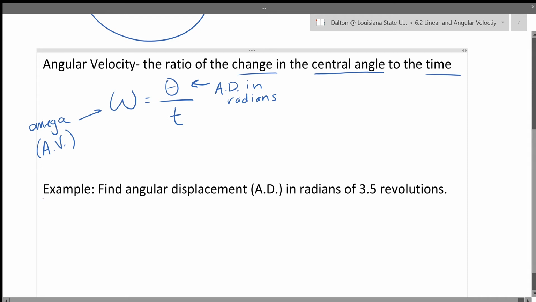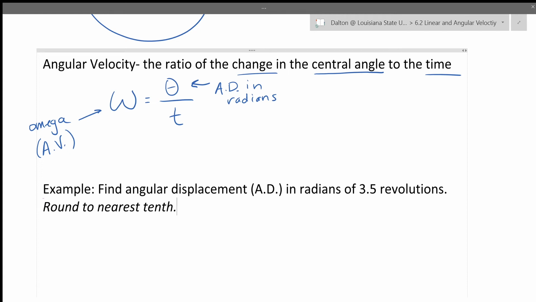Oh, this doesn't do shortcuts apparently. Oh yeah, it does. Round to nearest tenth. Now, as you're writing this in your notes, feel free to not write out every single word. Abbreviate what you can, and you don't have to put the directions necessarily. But I'm letting you know to round to the nearest tenth. So find the angular displacement in radians of 3.5 revolutions.